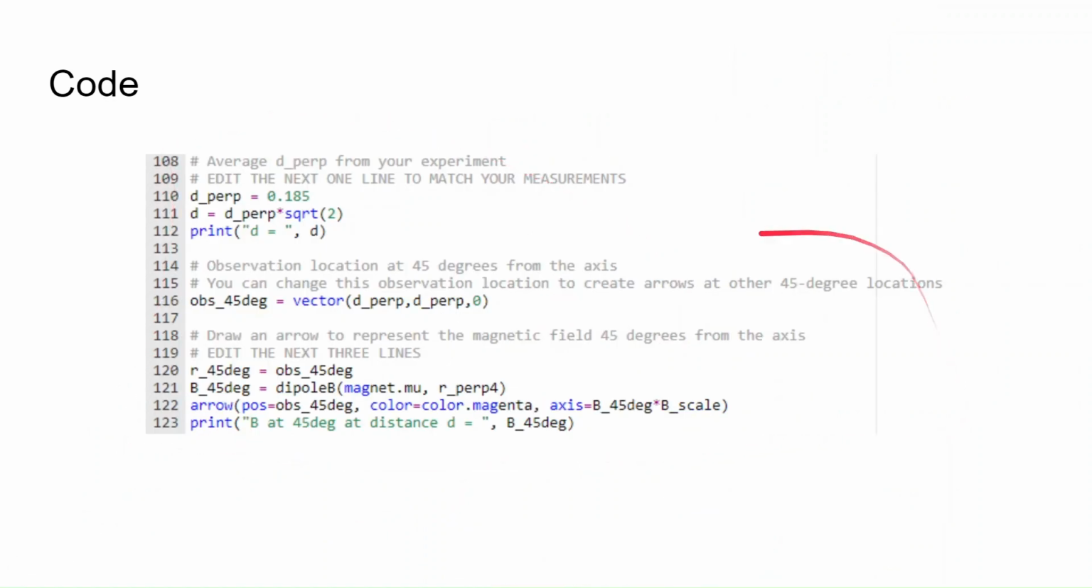Onto the off-axis code. It's very similar code, a very similar snippet to the last bit, just with a different observation location.